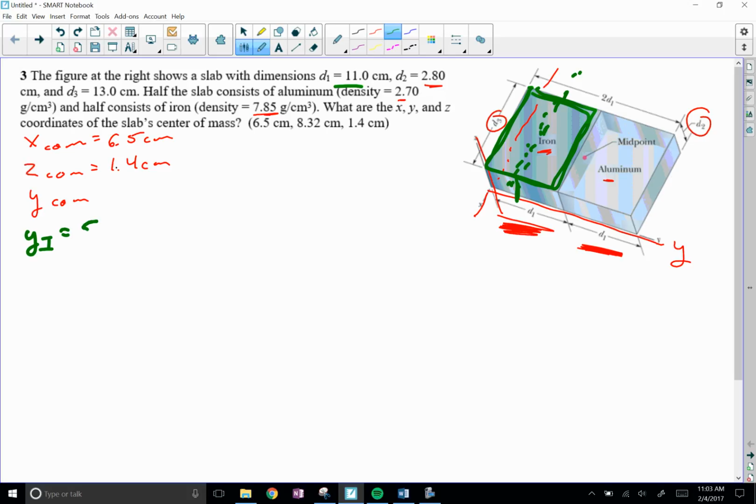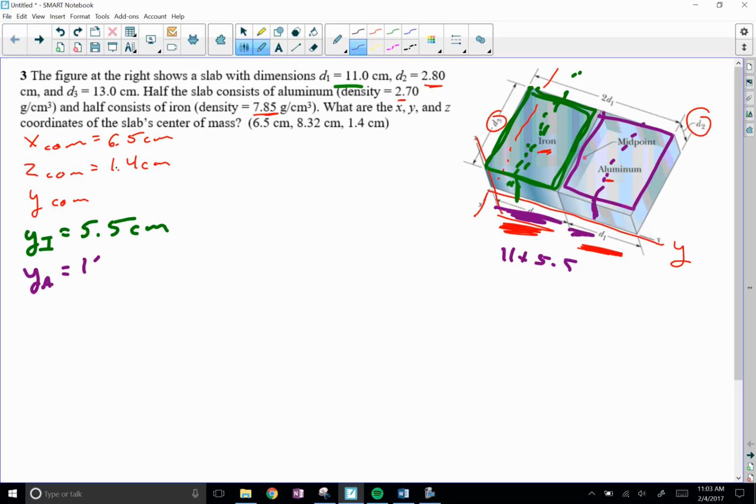So 5.5 centimeters. And then similarly, for the aluminum, its center of mass is going to be right here, which is at a position of 11 plus another half of 11, so 11 plus 5.5. So the y position of the aluminum is 16.5 centimeters. Okay? So now what we need to do is find the overall center of mass.